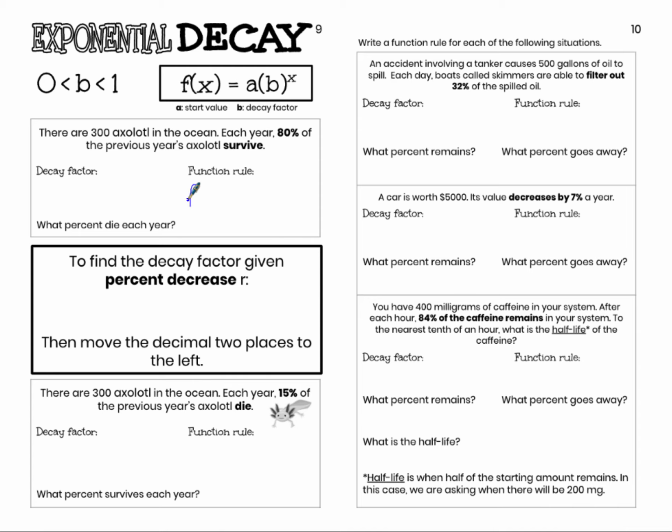I still have a start value, like usual, 300. But now to get the next year's axolotl, I multiply my previous year value by 80% as a decimal. That means my decay factor is 80%, moving it 2 decimals to the left, 8/10. So if 80% survive, I'm repeatedly multiplying the 300 by 8/10, times 0.8 times 0.8 times 0.8, so that 80% of the previous year gives me the current year's axolotl.